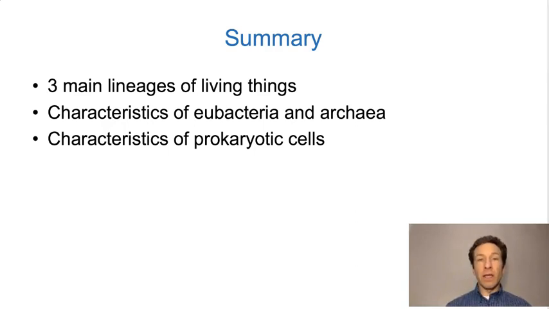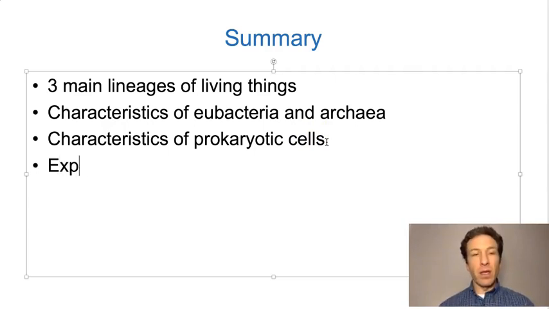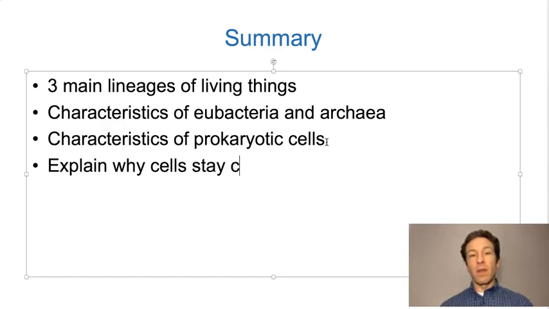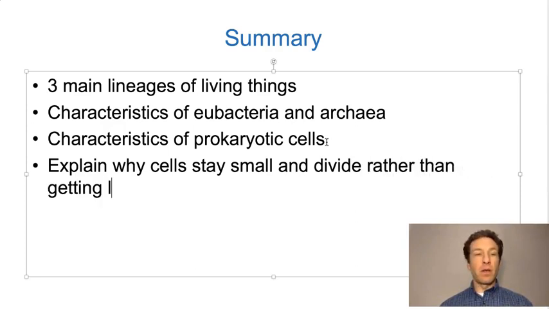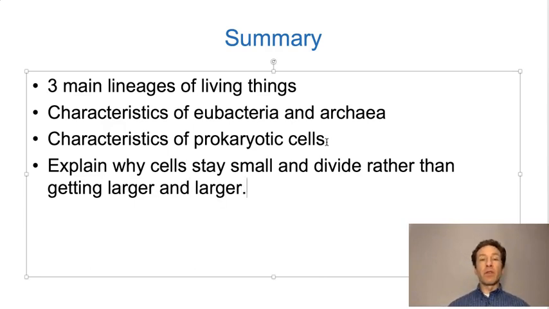To summarize overall today's lecture, first, you should know the three main lineages of living things that we've discussed and some basic characteristics of each, especially for the two prokaryotic lineages. You should know characteristics of eubacteria and archaea, and you should know general characteristics of prokaryotic cells. Also, you should be able to explain why cells stay small and divide rather than getting larger and larger. And when you do this, you should be able to explain it based on surface area to volume ratio.